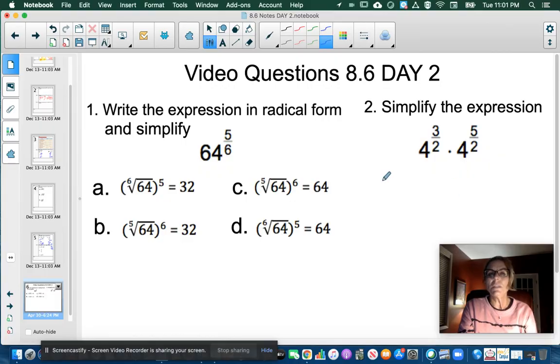Video questions, please write these in your notes. Write the expression in radical form and simplify the expression.